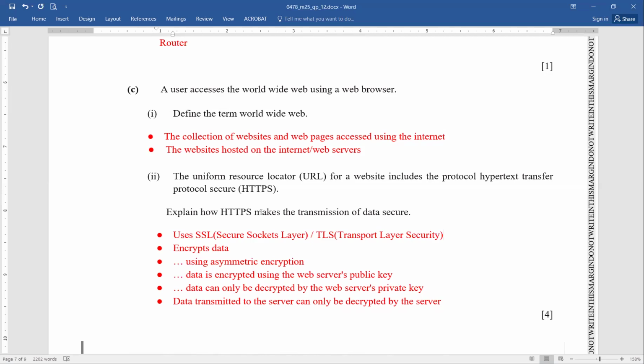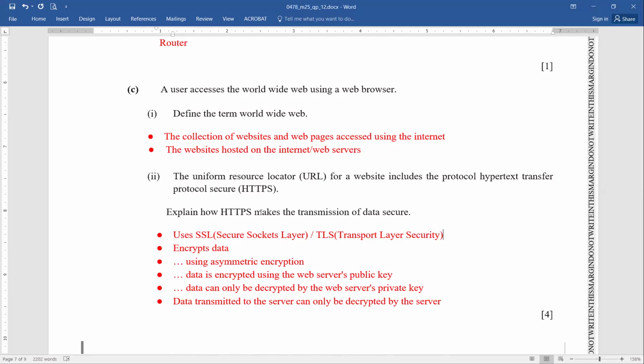And what is it doing? It is encrypting the data. And encryption of data is done using asymmetric encryption. And you remember that asymmetric means the use of the private key and the public key. So the data is encrypted using the web server's public key, and the data can only be decrypted by the web server's private key. And data is transmitted to the server, which can only be decrypted by the server.